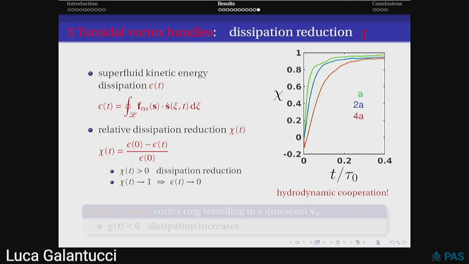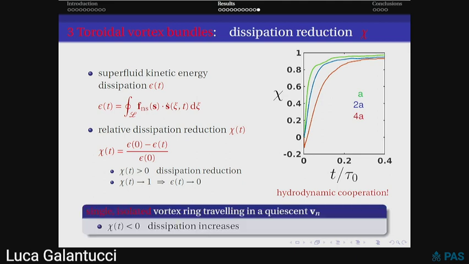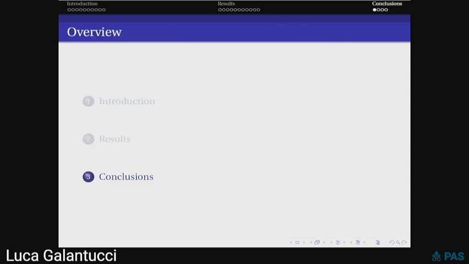active fluids. And this is not only due to coupling, because if you do a simulation with a single vortex ring in a quiescent normal fluid, what you get is that the dissipation increases. So to have a dissipation reduction, you need to have a collective effect. You need that vortices benefit from the modification of the common background in which they are inserted, which is typically an active fluid phenomenon. So I come to the conclusions.